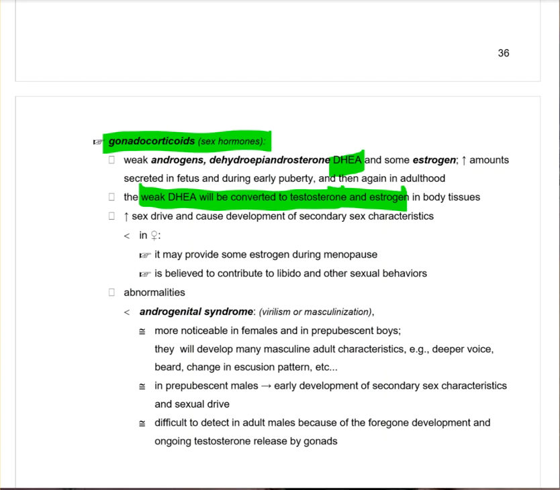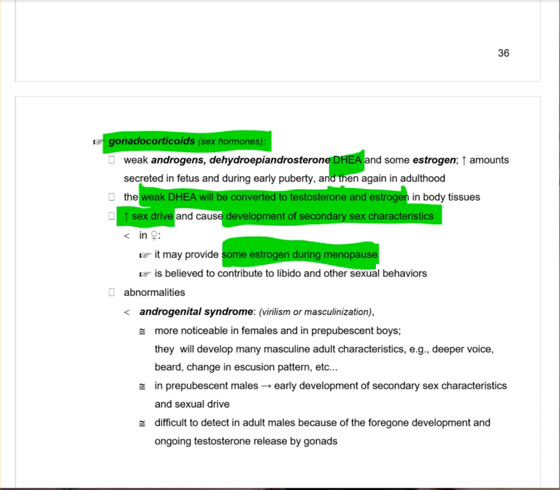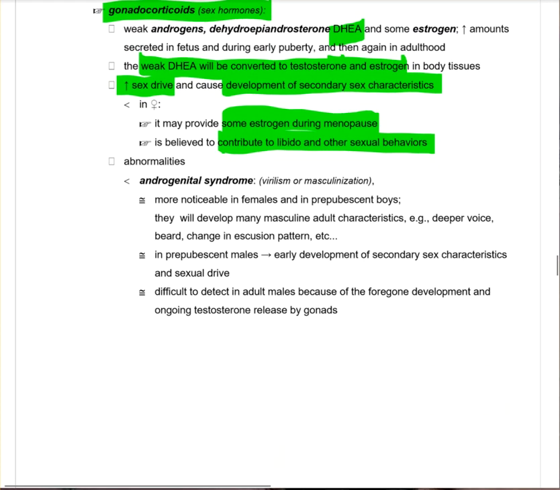That will increase sex drive if we have more testosterone and estrogen, and it will also cause development of secondary sex characteristics that we see during puberty, like muscle and fat distribution changes, vocal cord changes, breast tissue development, or gonad development, things like that. In females, it does provide some estrogen during menopause, so even though the ovaries aren't producing estrogen, there is a little bit of estrogen that is still in the body, and it does probably contribute to libido and other sexual behaviors in females as well, because there's a little bit of estrogen being produced.